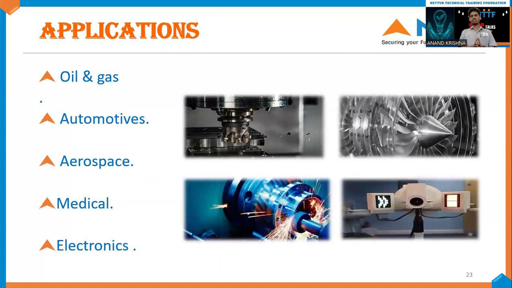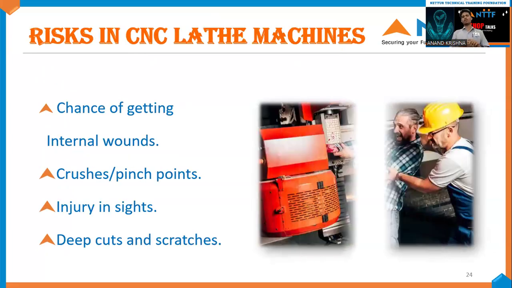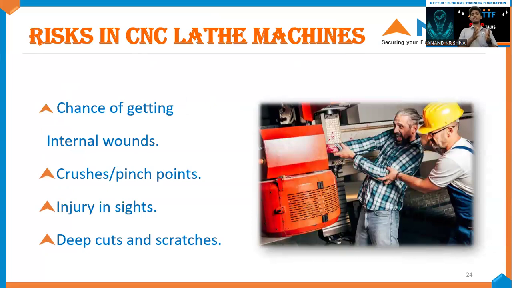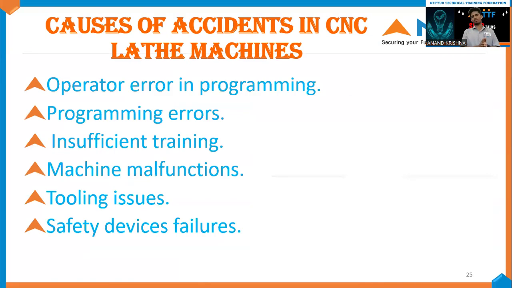Next one, the applications. CNC lathe machines are widely used in oil and gas industries, automotive industries, aerospace industries, medical industries, and electronics. Next one, the risks in CNC lathe machines. Chance of getting internal wounds is higher. Crush or pinch points may happen. Injuries to the eyes may occur. Deep cuts and scratches are also included as risks in CNC lathe machines.